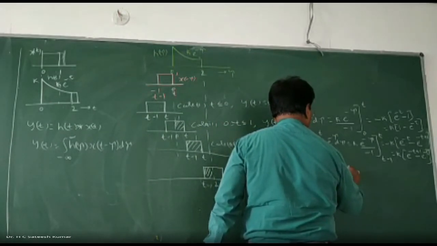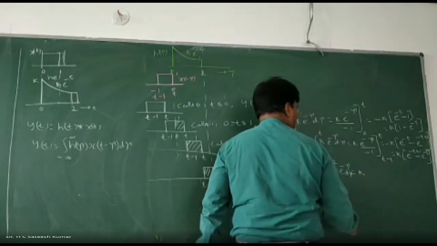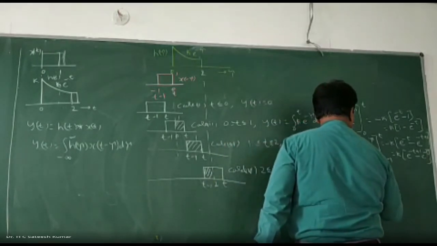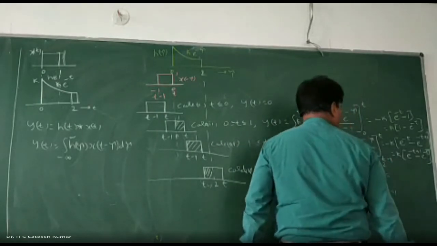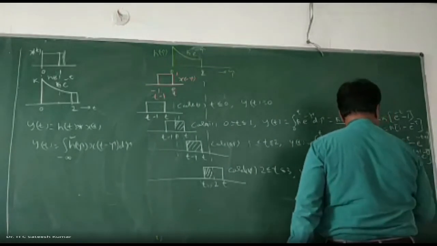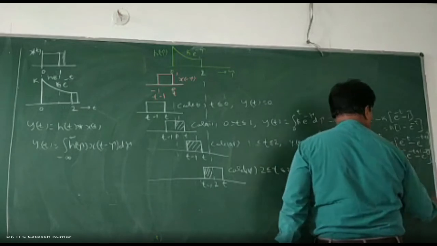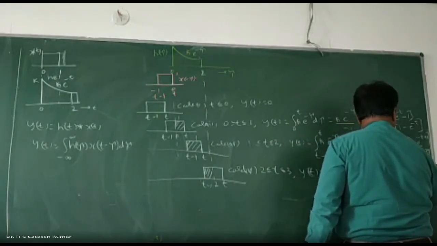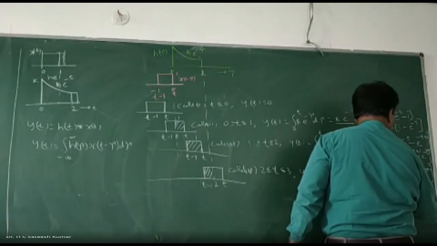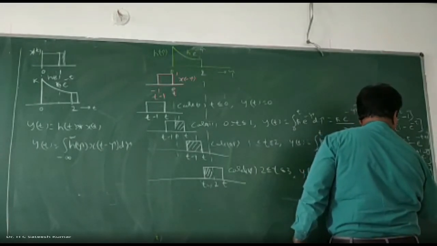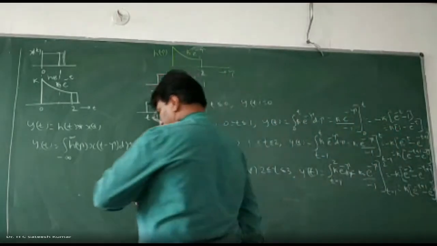K into e to the power of minus tau d tau. Sorry, k into e to the power of minus tau divided by minus 1 between the limits t minus 1 to 2, which is equal to minus k into e to the power of minus 2, lower limit minus e to the power of minus t plus 1. Take minus sign inside, k into e to the power of minus t plus 1 minus e to the power of minus 2. Go for the last case.